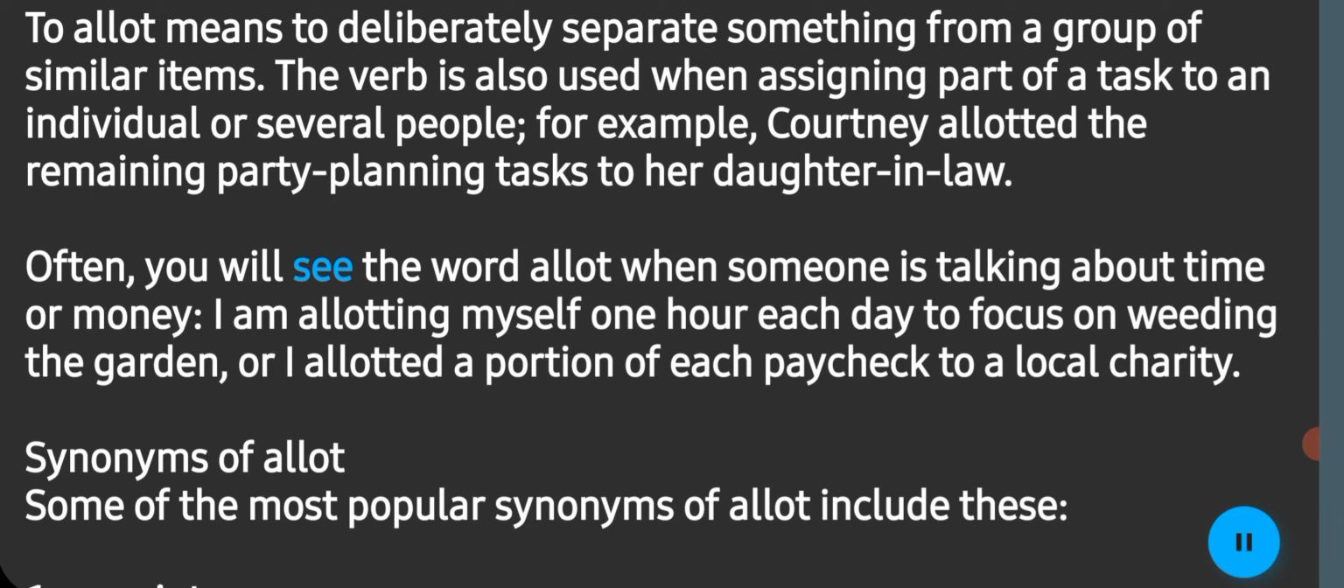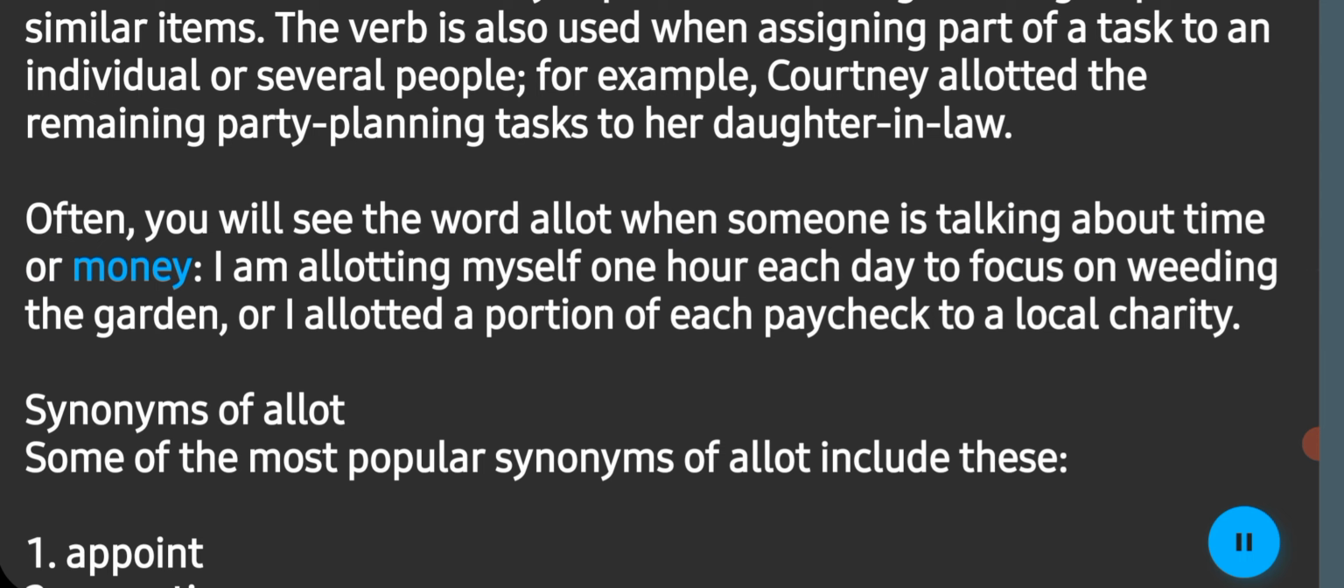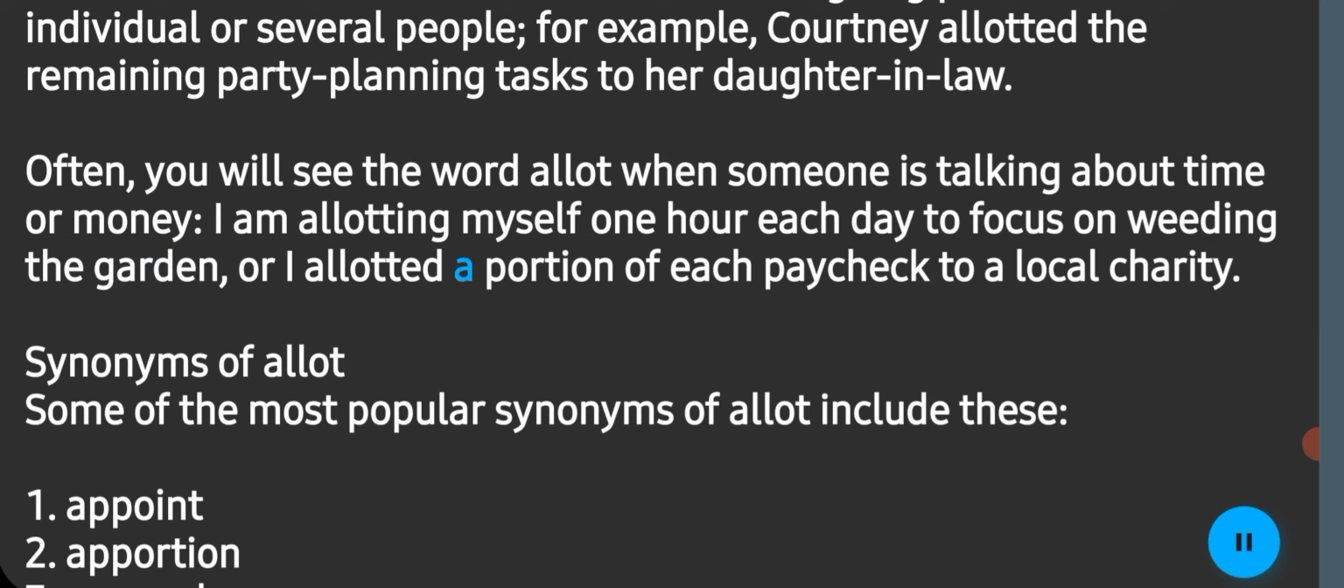Often, you will see the word "allot" when someone is talking about time or money. I am allotting myself 1 hour each day to focus on weeding the garden, or I allotted a portion of each paycheck to a local charity.